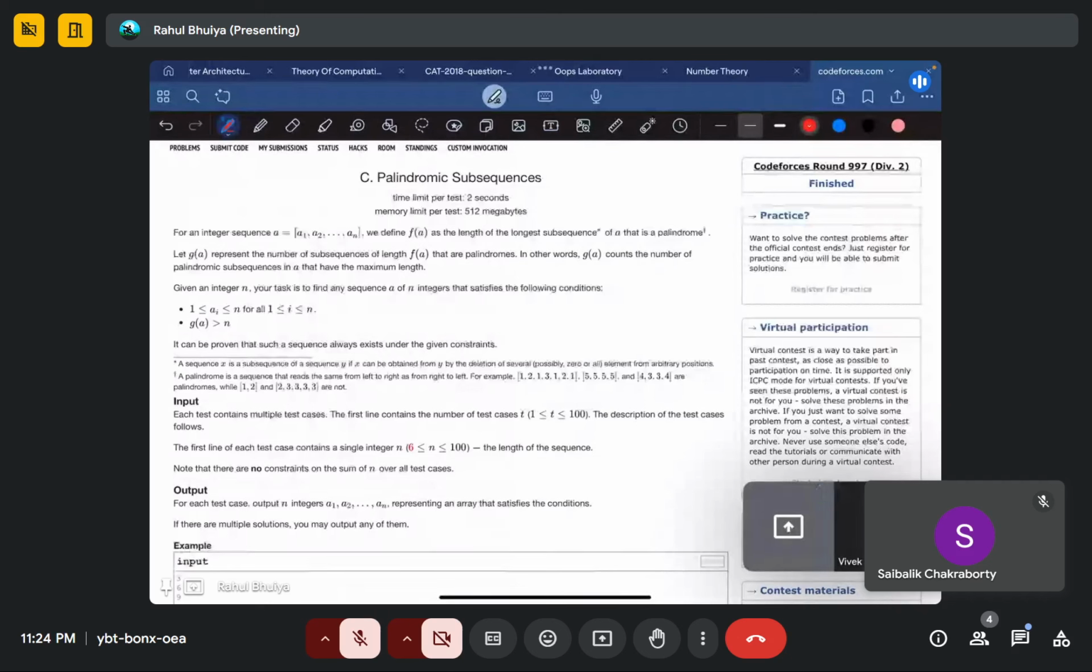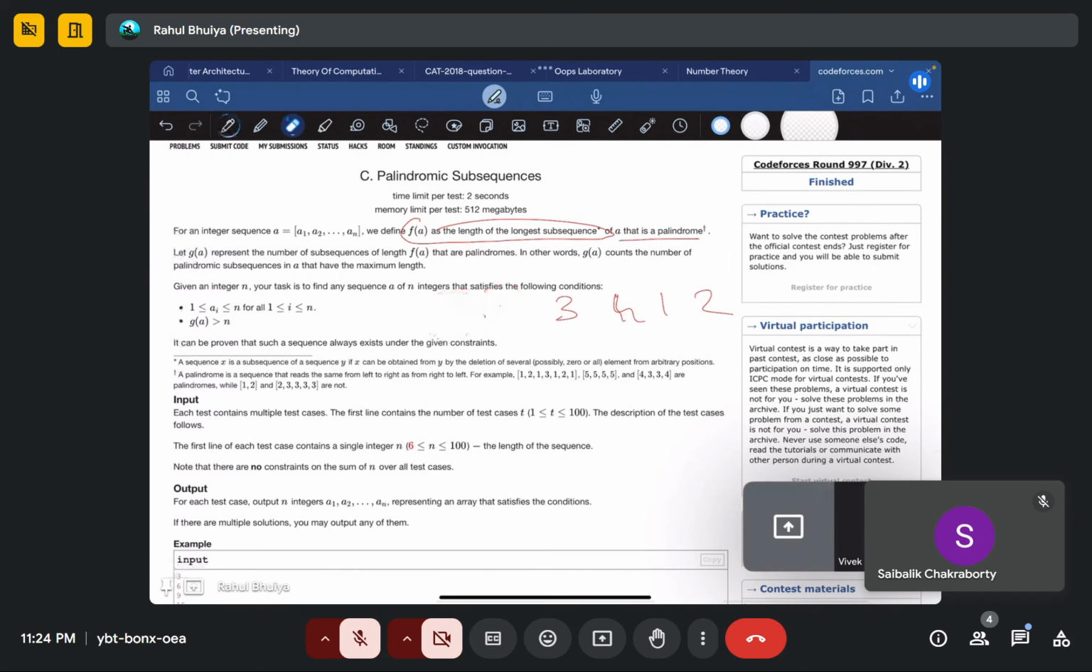We are asked to find the longest subsequence that is a palindrome. For example, 1, 2, 3, 4, 1, 2. One is a palindrome, two is a palindrome. If we consider them separately, all are palindromes. But we need the subsequence with the greatest length.